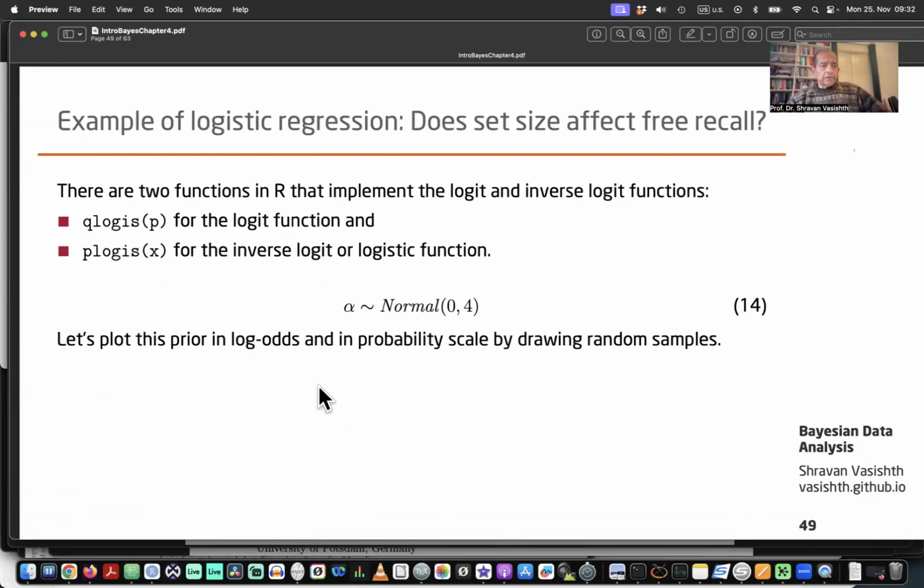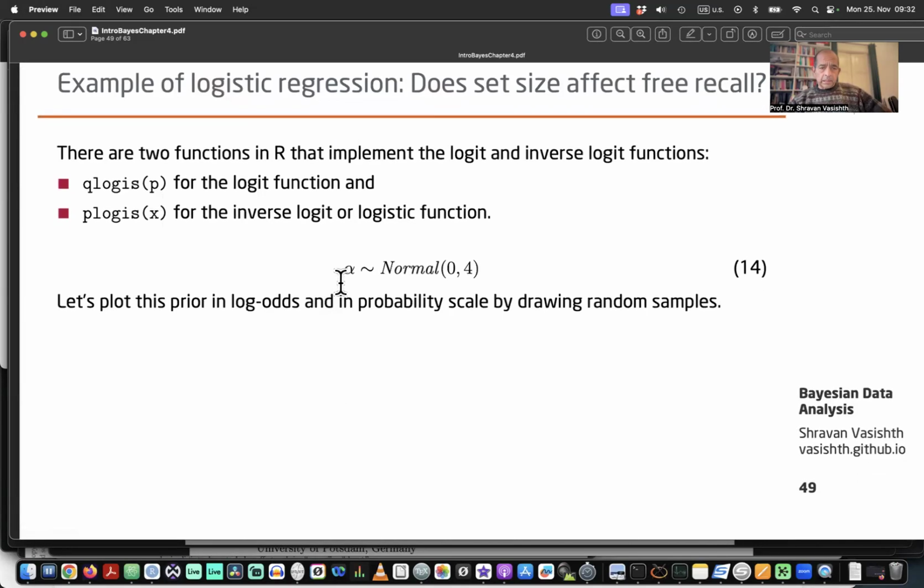So now we're going to define a prior for alpha. Just start off with a prior just to see what happens. This prior is being defined in log odds space, okay? So we are talking about log odds space here. So we have a normal(0, 4) prior. 4 is the standard deviation, by the way.